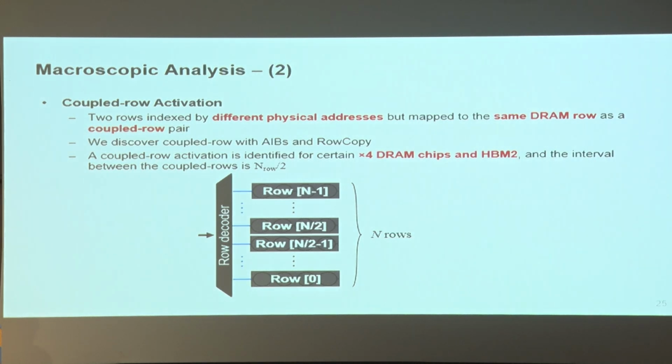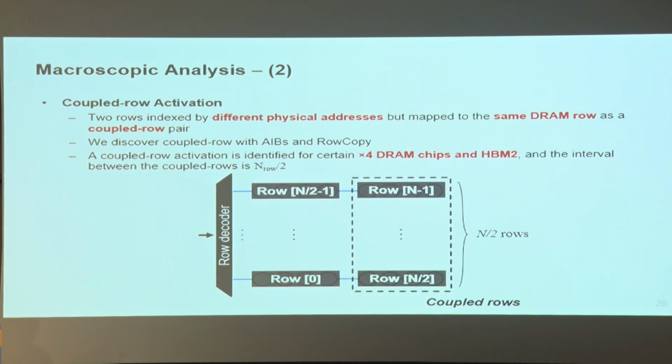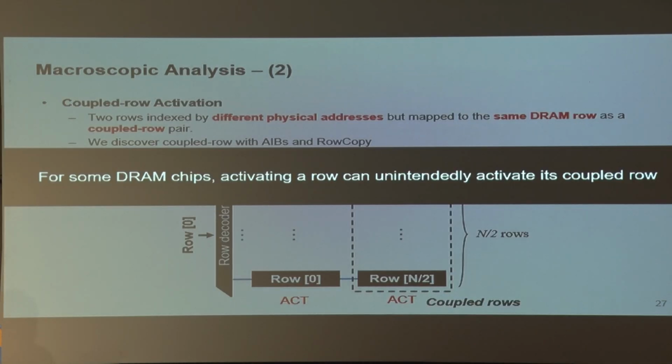Next, we found the coupled row activation. This is when two physical row addresses access rows on the same wordline. Normally, only one row corresponding to the input row address is activated. But in certain x4 and HBM2 chips, we noticed another row being activated as well. We found the gap between these rows is half of the total rows. For some DRAM chips, activating a row can unintentionally activate its coupled row.